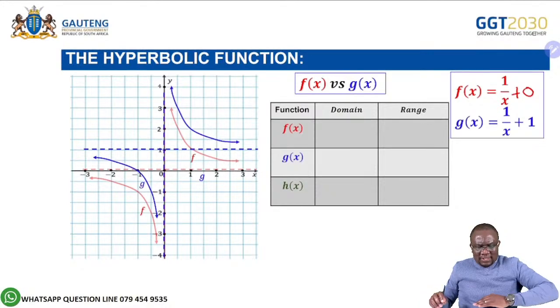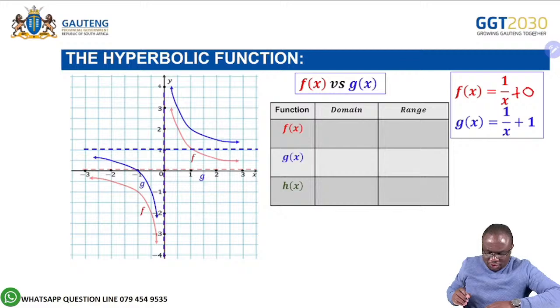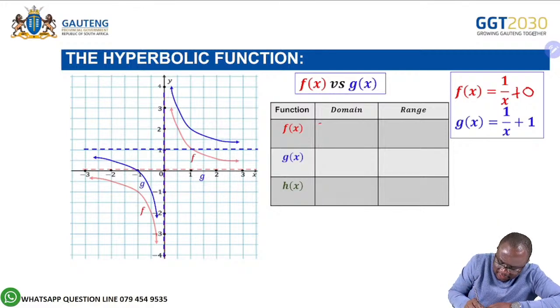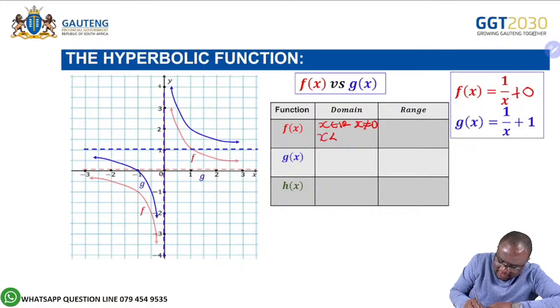Right, welcome back, learners. Did you manage to discuss? 1 minute was too short, isn't it? Maybe you couldn't even finish your sentence. But let's start. Let me show you the domain, we talked about this. We say that for f of x, x is an element of real numbers, but x cannot be equal to 0. Or you can say x less than 0 or x greater than 0.